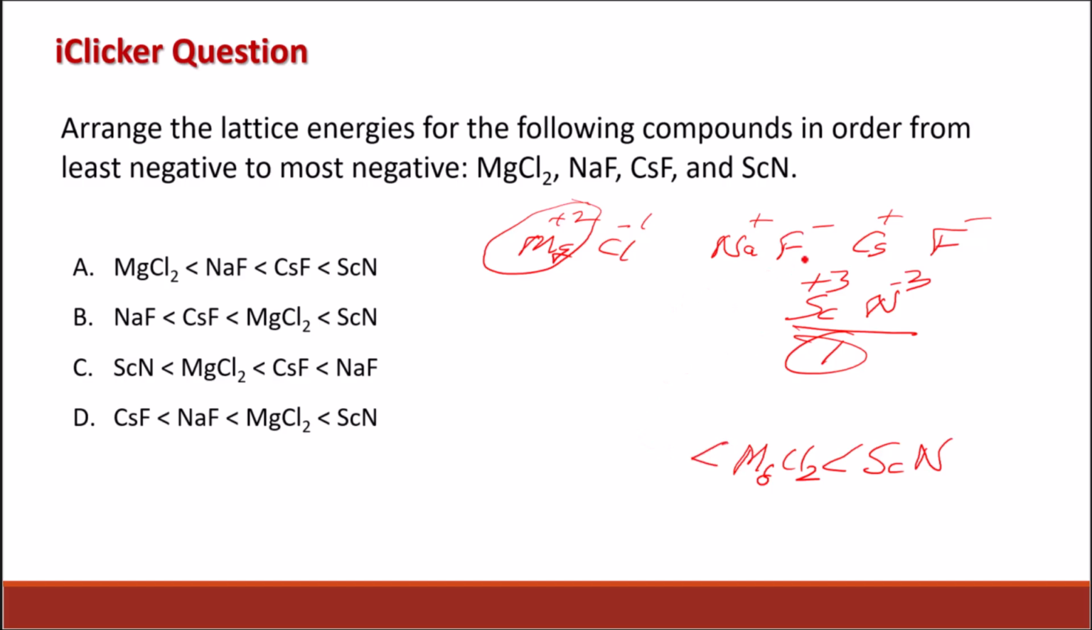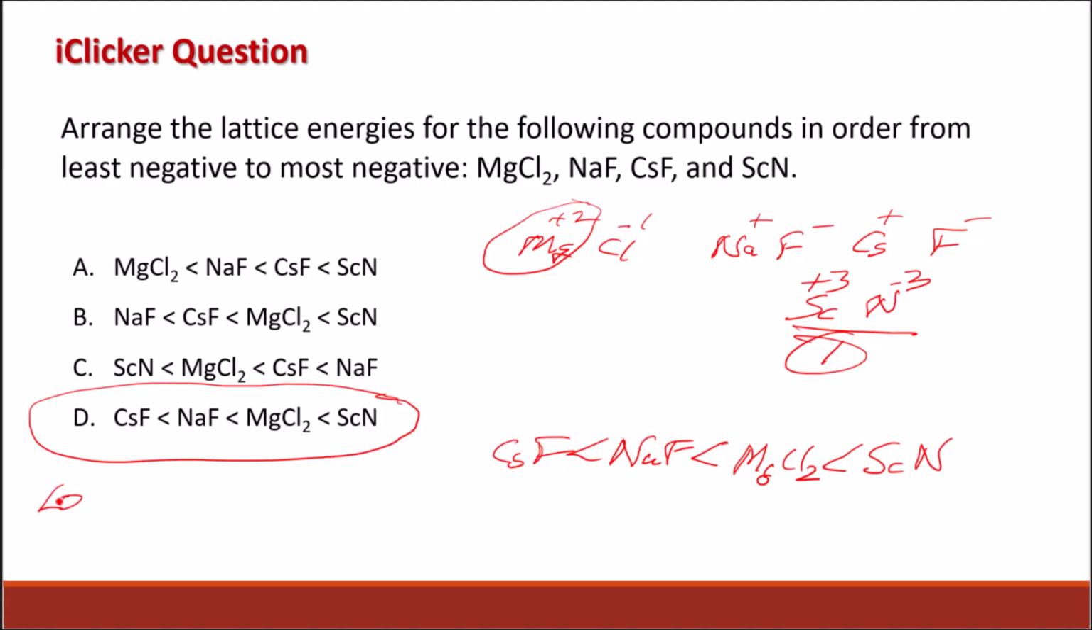And then sodium fluoride, because fluoride is so small and cesium is huge. So that's going to be NaF, and then I think cesium fluoride is going to be the loser there. So looks like this is the order of lattice energy from lowest to highest.